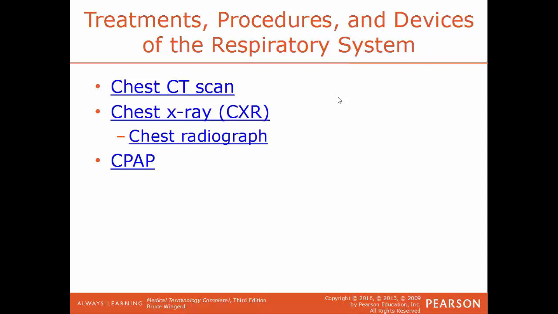It stands for continuous positive airway pressure. This is usually a treatment given to people who have sleep apnea or other breathing conditions, in particular at night. It's also used to help premature infants fully develop their lungs after they're born early. And the whole point of this device is to use a small amount of air pressure to keep the airways constantly open. That's why it's called continuous positive airway pressure.